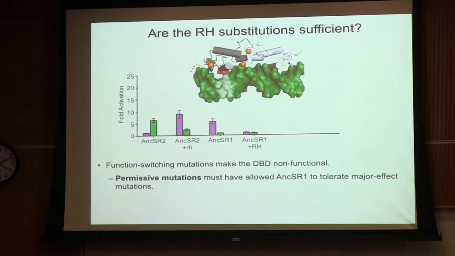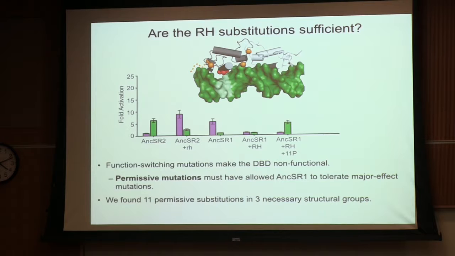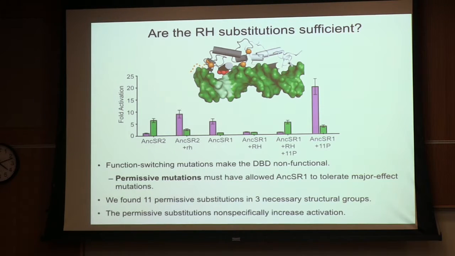sorting her way through them and identifying 11 permissive substitutions in three structural groups, all of which are necessary for the RH substitutions to be tolerated. So when we take those 11 permissive substitutions and introduce them along with the RH mutations, now we get an SRE specific protein. And they have this rescuing effect on this non-functional version. They are authentically permissive because when they're introduced on their own, they do not change the specificity. This is still ERE preferring. They do increase the activation on both response elements non-specifically.